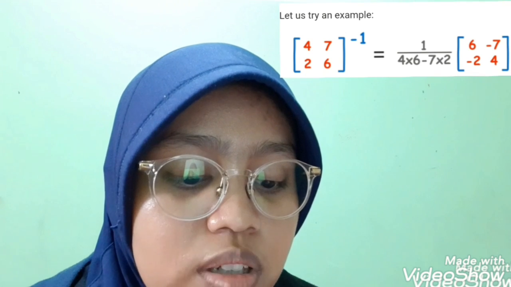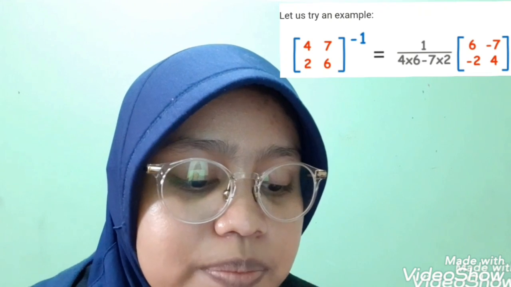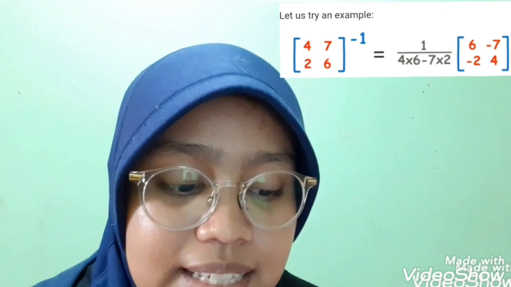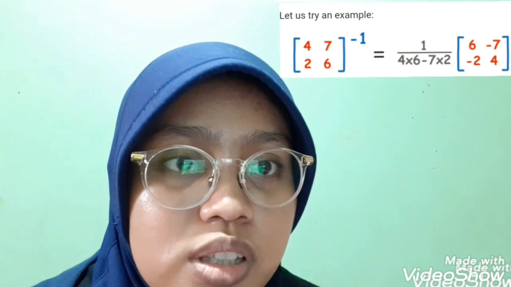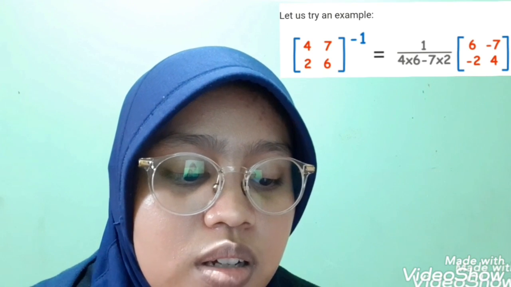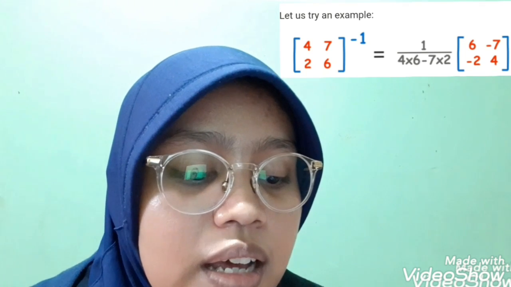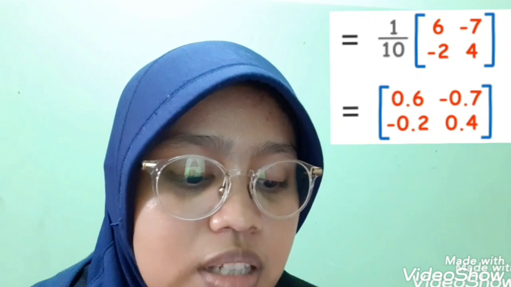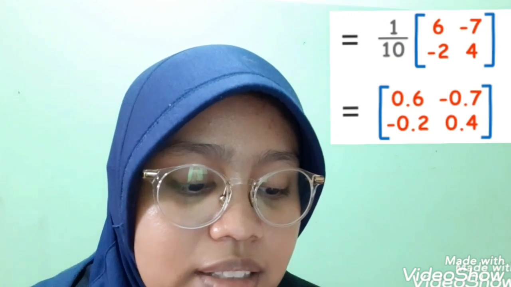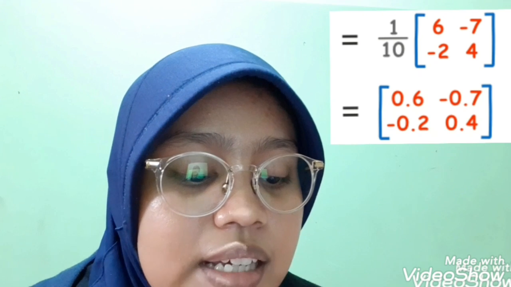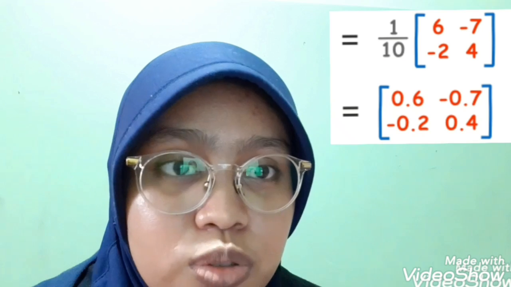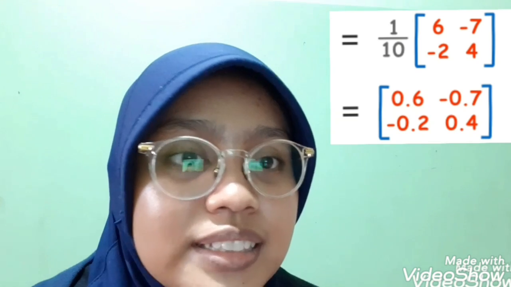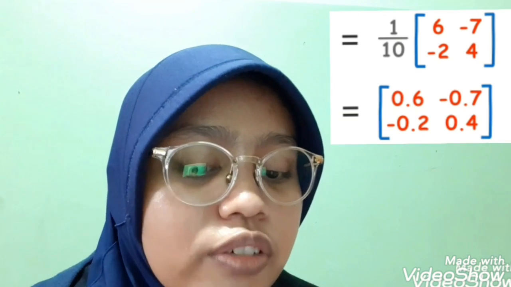The inverse of [4, 7; 2, 6] equals 1 divided by 4 multiplied by 6 minus 7 multiplied by 2, multiplied by [6, minus 7; minus 2, 4], which equals 1 divided by 10 multiplied by [6, minus 7; minus 2, 4], which equals [0.6, minus 0.7; minus 0.2, 0.4].